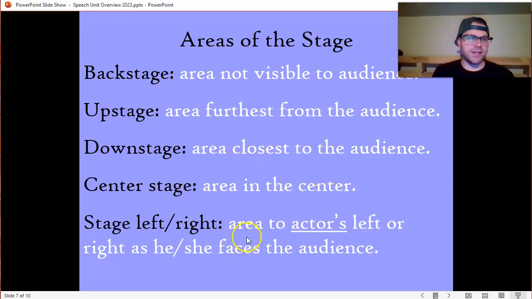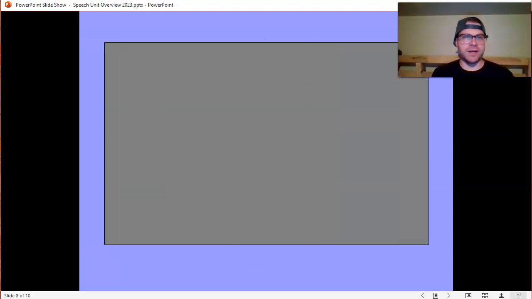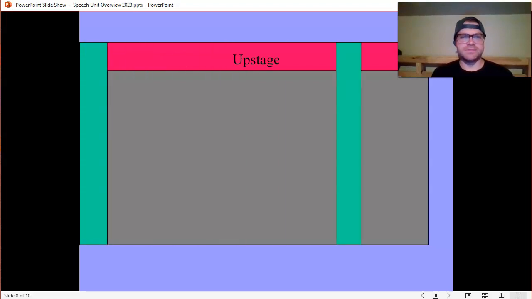Then we also get stage left, stage right. This is where people trip up the most. Stage left would be the area to the actor's left, not the audience's left. Stage right would be the actor's right, not the audience's right. So if you do see these directions in a script that you'll be working with this next week, that's what they're referring to. To see it as a diagram, you've got upstage, far away from the audience.